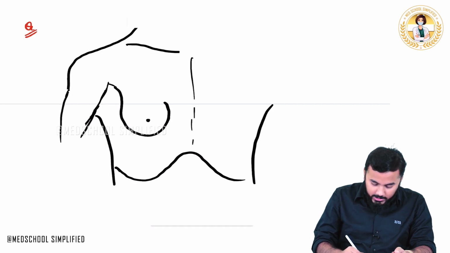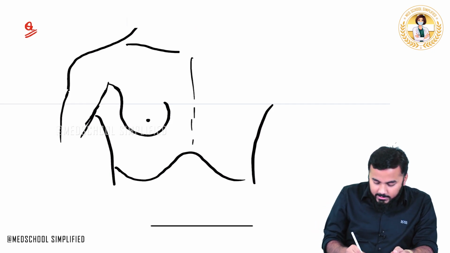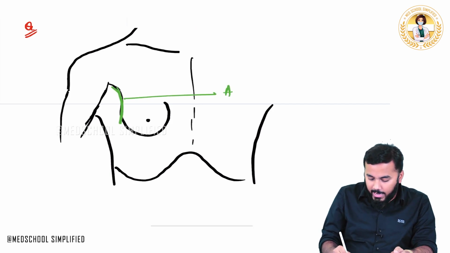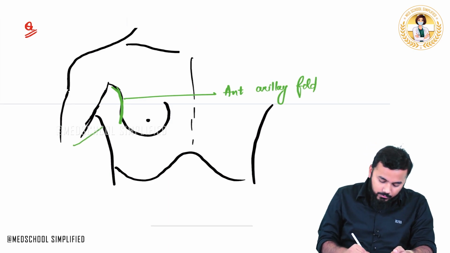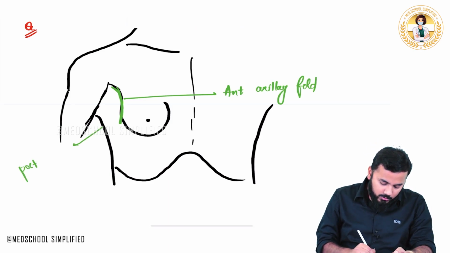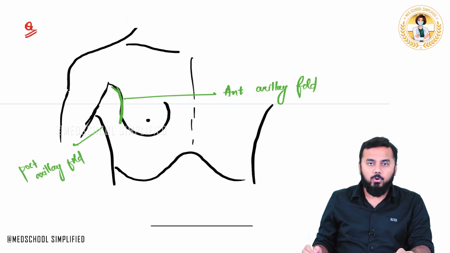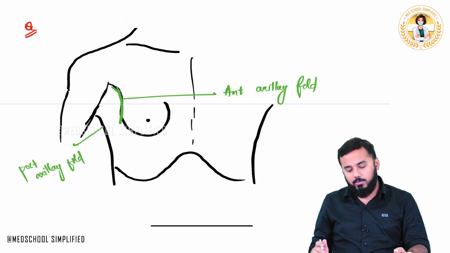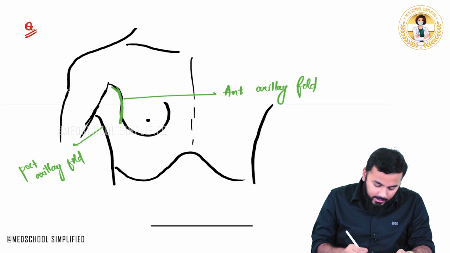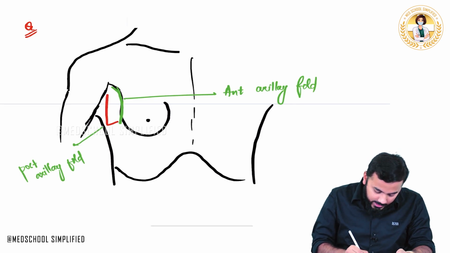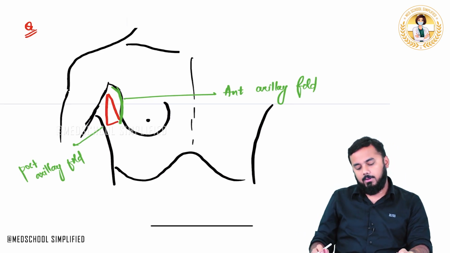If you concentrate here, look at this green fold I have drawn. This is called the anterior axillary fold. And this fold is called the posterior axillary fold. Between the anterior and posterior axillary folds is the axilla, which is located like a pyramid.